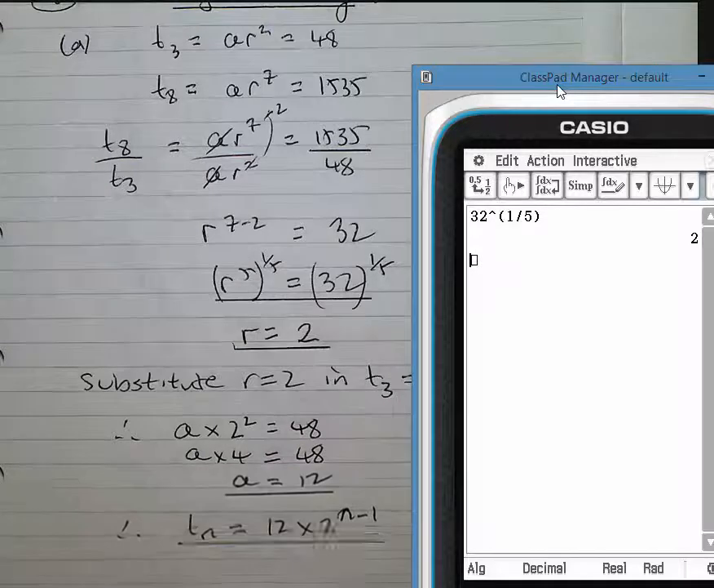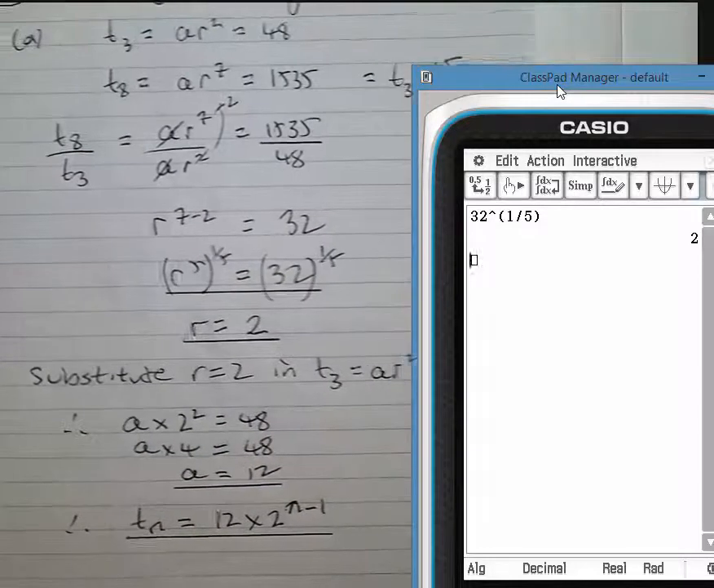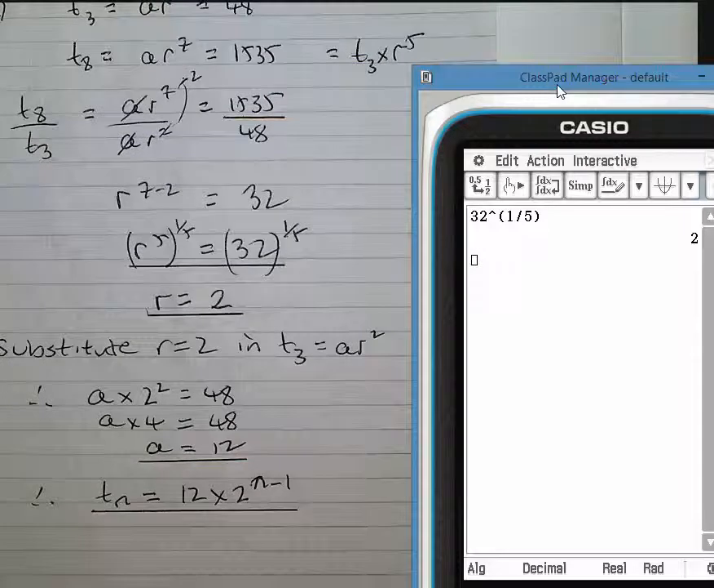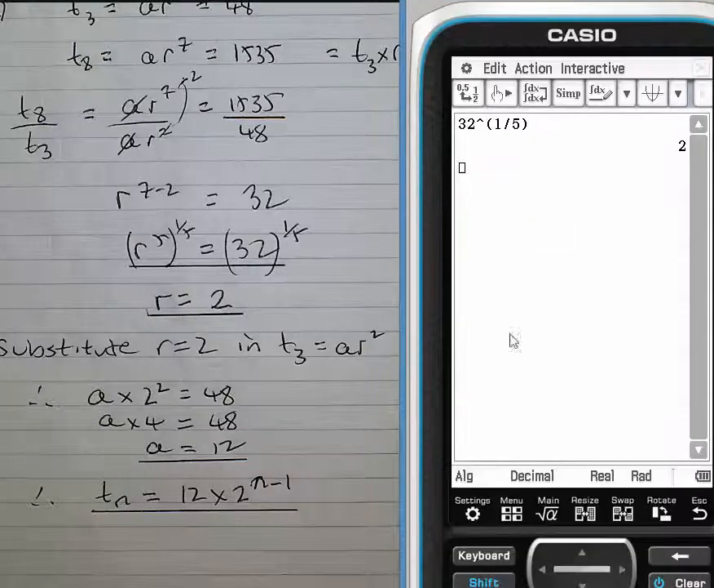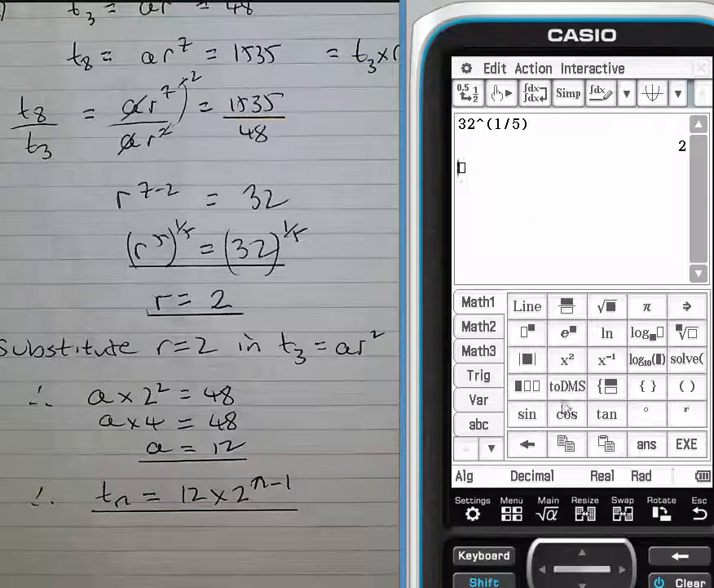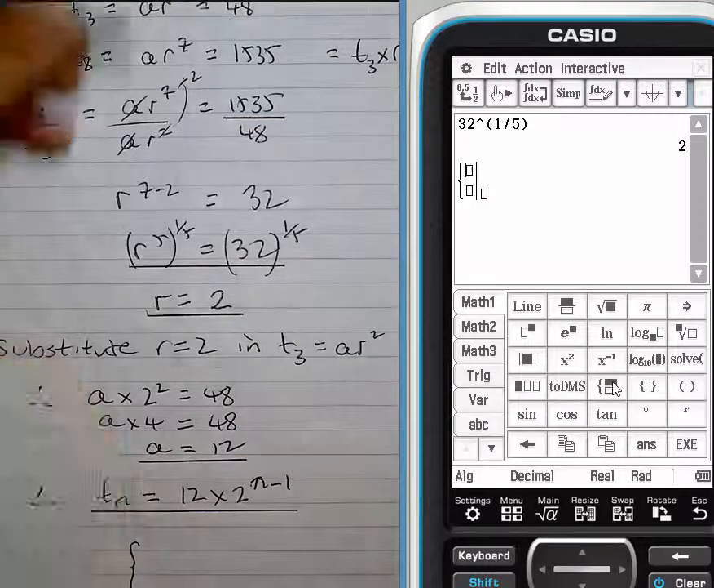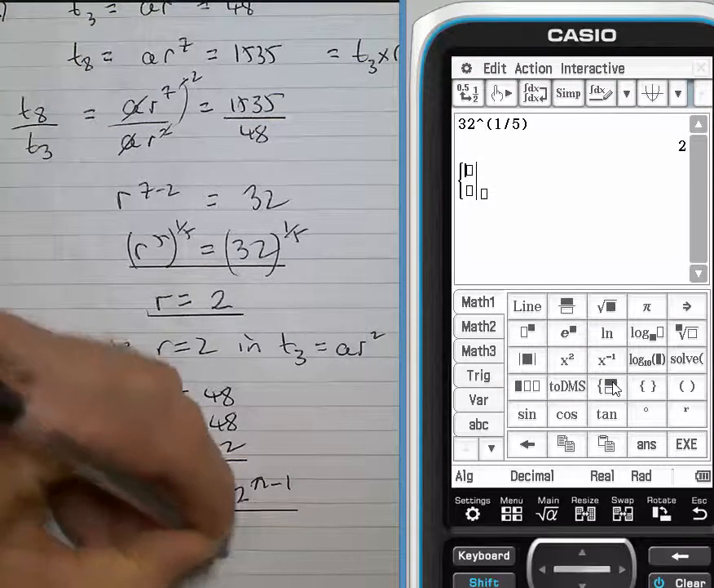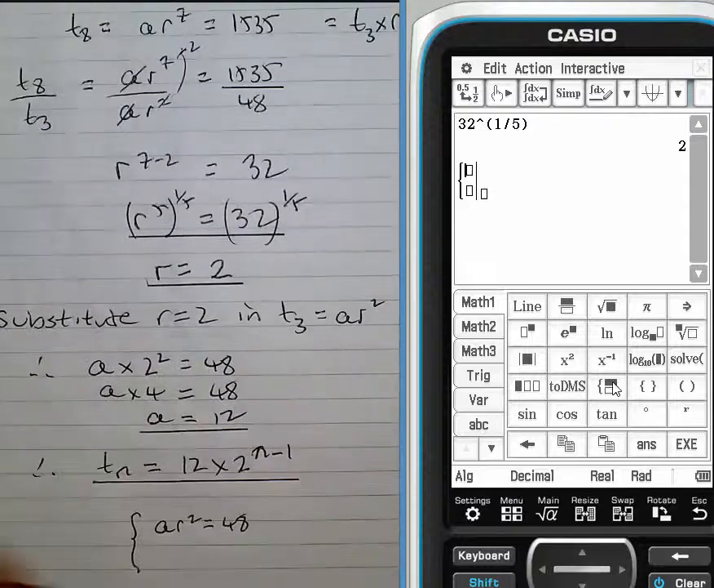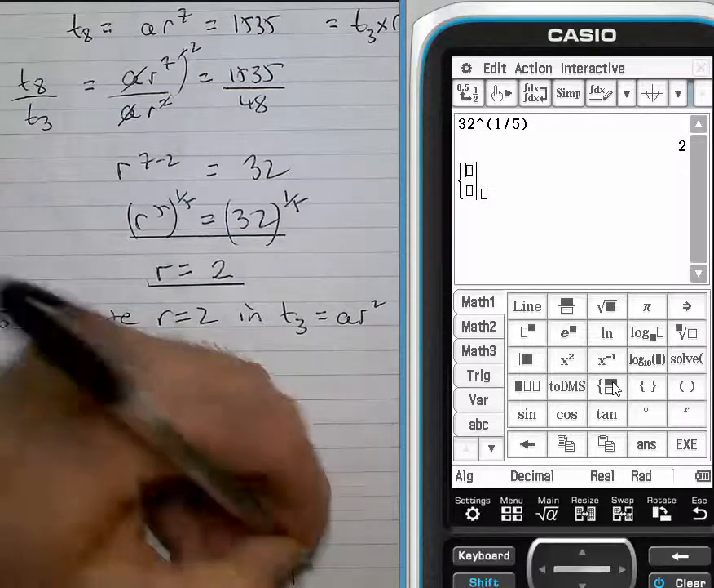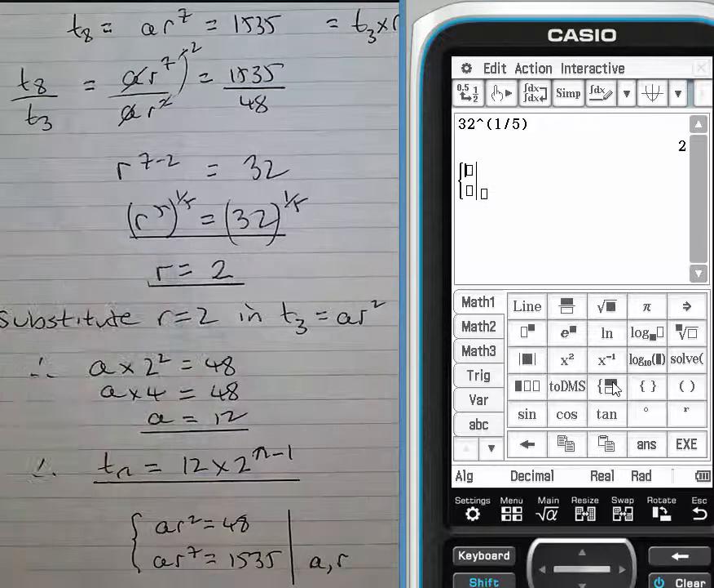Now, there's a fair bit of work in that, and it probably is perhaps some of the hardest work we actually do in the entire course. So as an alternative, you can actually make use and kind of fudge things a little bit using your calculator and the keyboard functionality you've seen before. So this is what I'm going to do. I'm going to enter a times r squared is equal to 48, and a times r to the 7 is 1536, and solve that for a and r.